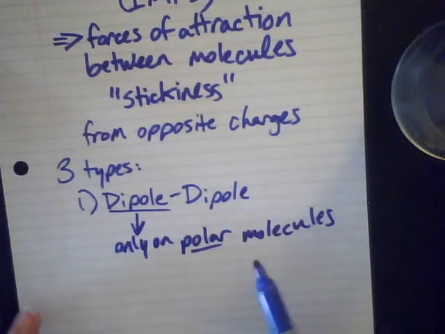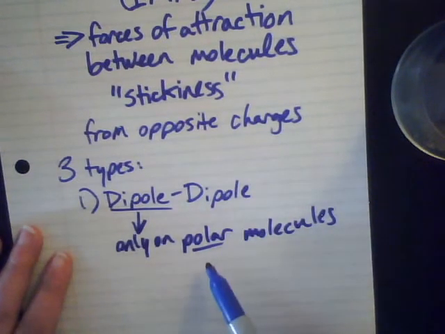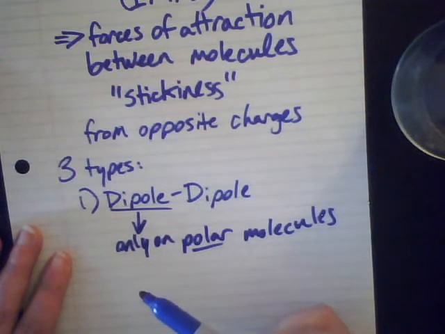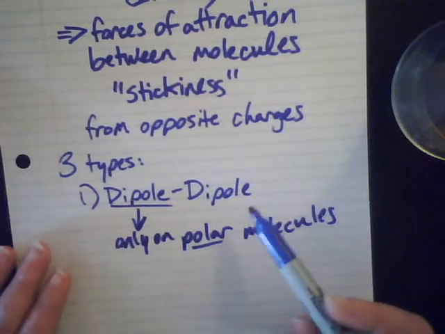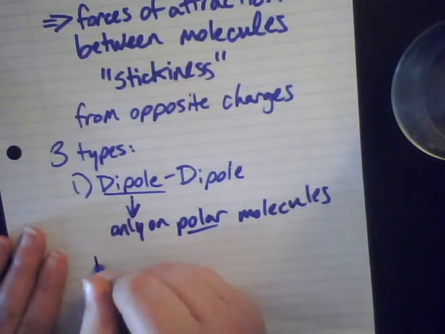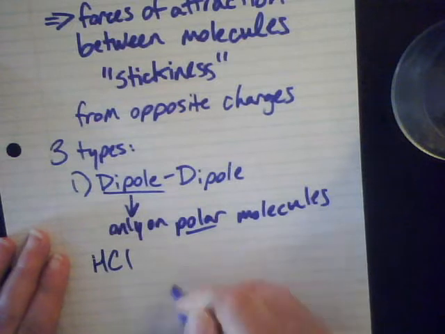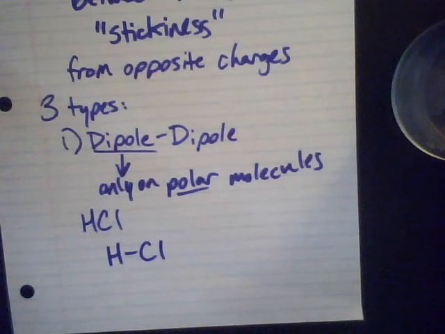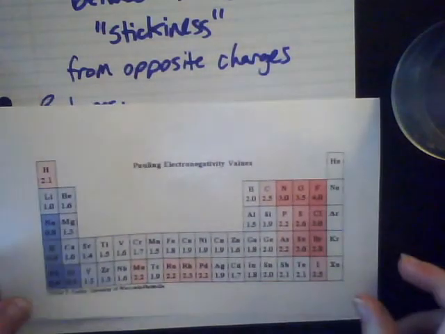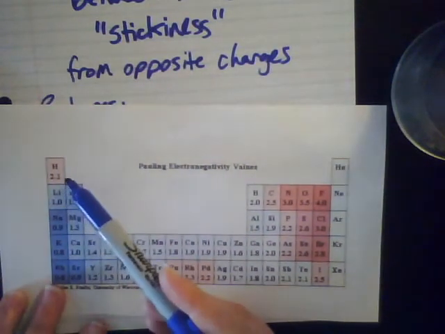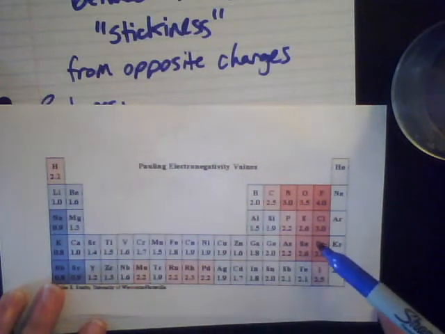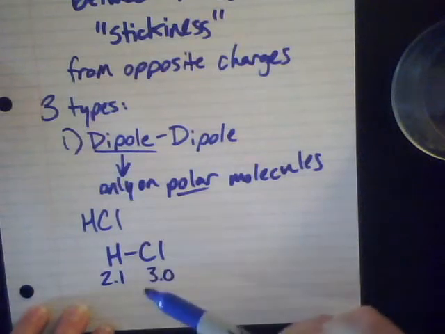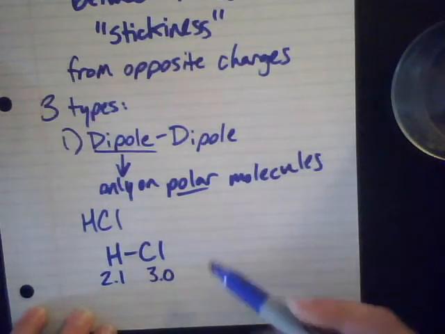So a dipole-dipole attraction is between two polar molecules with dipoles on them, and the partially positive side of one molecule is going to be attracted to the partially negative side of the other. Let's take hydrochloric acid, for instance. If we take HCl, this bond between hydrogen and chlorine, if we go to our table of electronegativities, which I happen to have one right here, hydrogen is 2.1, chlorine is 3.0. So the difference between the two is 0.9, which puts it in the polar range.